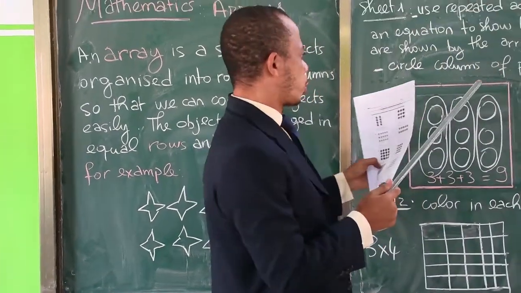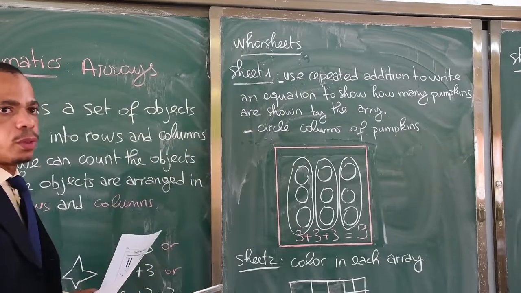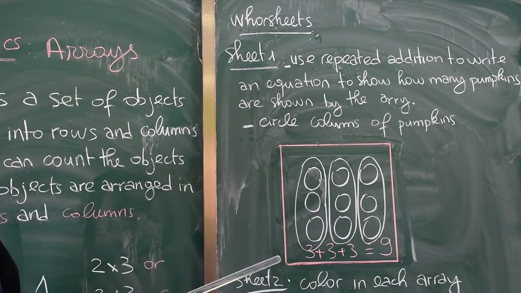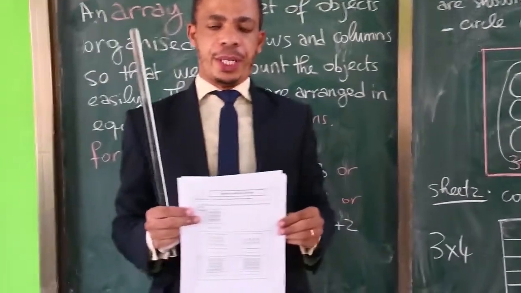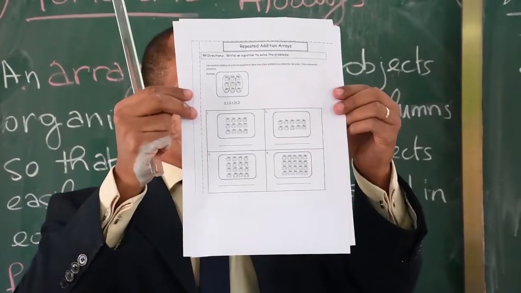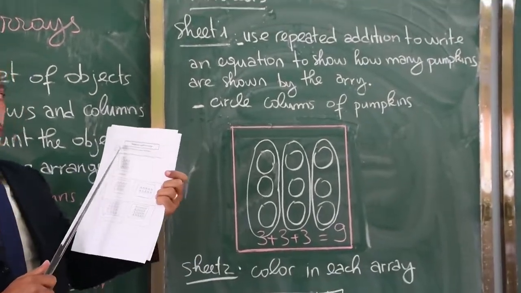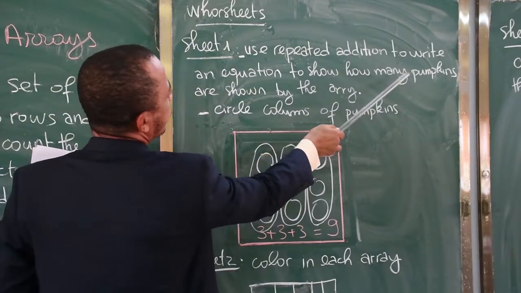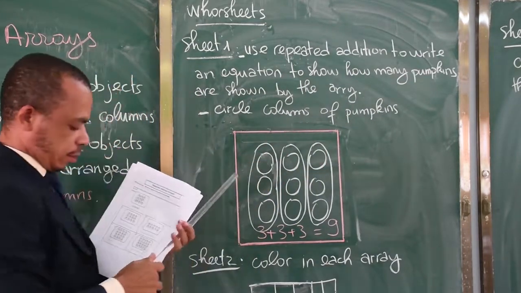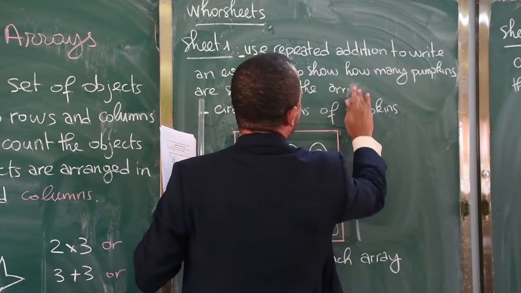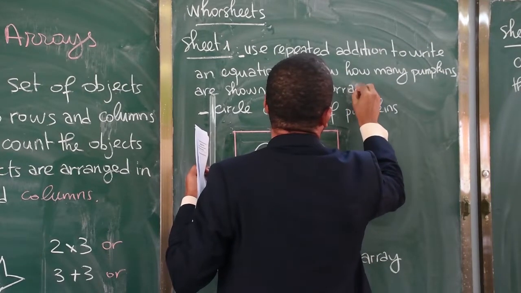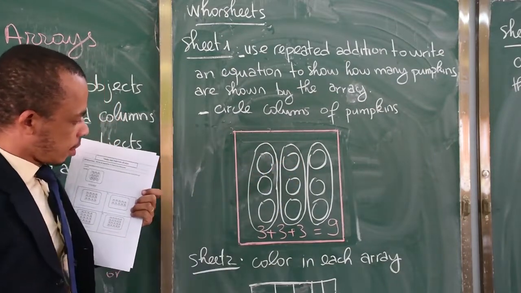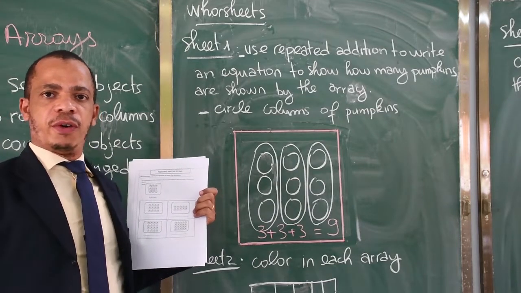Let's go to the explanation of the homework that you received from the school. Okay, we have 3 worksheets. Here is the first worksheet. Sheet 1. I read the instruction to you. Use repeated addition to write an equation to show how many pumpkins are shown by the array. And then circle columns of pumpkins. Okay, so the first is done for you on the worksheet.